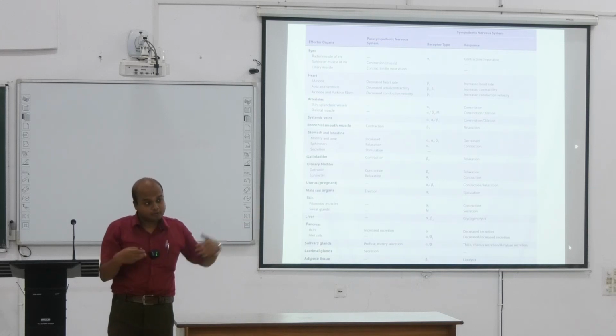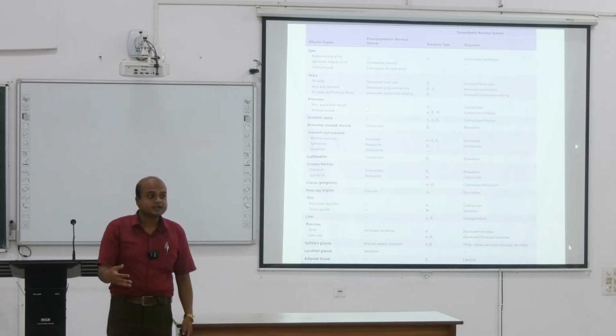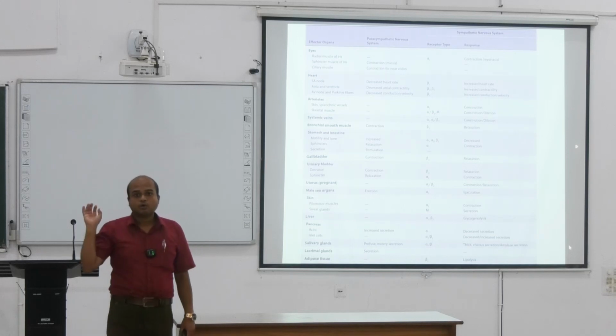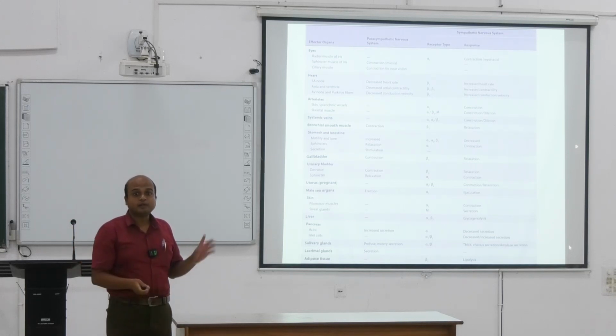In case of GI, except the mouth, that means except the salivary glands, in the rest of the GI tract, the sympathetic nervous system and parasympathetic nervous system are opposite. So, don't go into such confusions, but remember basic things.